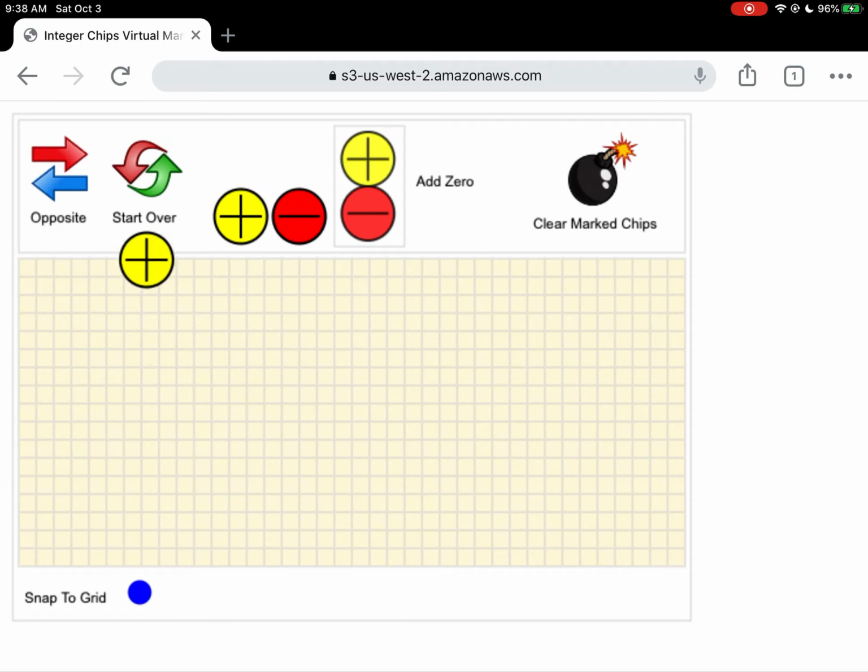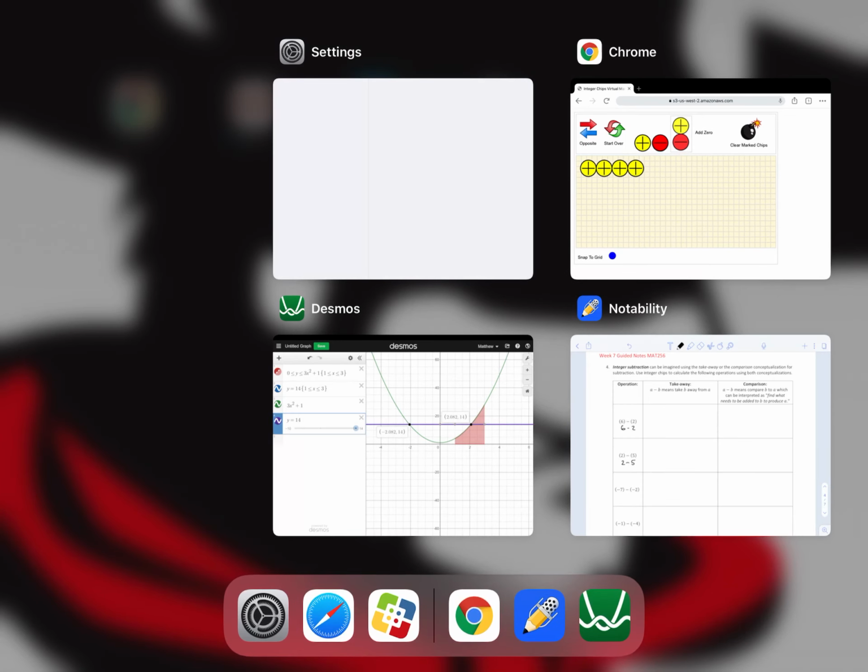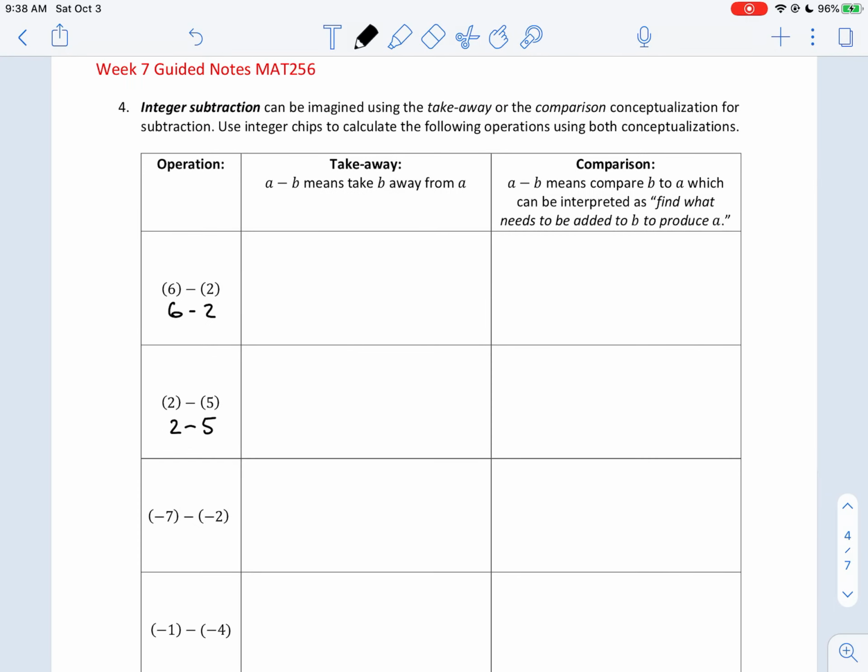Let's clear everything and start with 6. Start with the minuend. So there's 6. Now I want to remove 2. So I'm going to take 2 credits and then bomb them. And what's left? 4. Right, so this is just a reminder of what we did with subtraction of whole numbers.